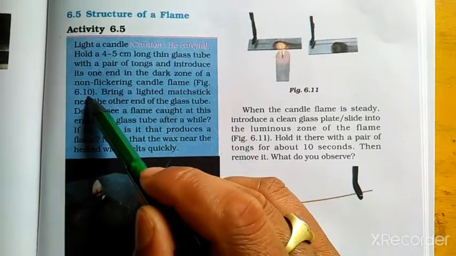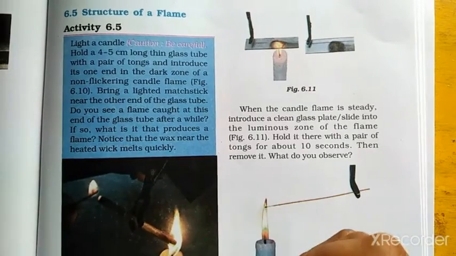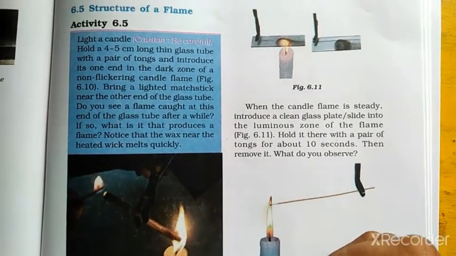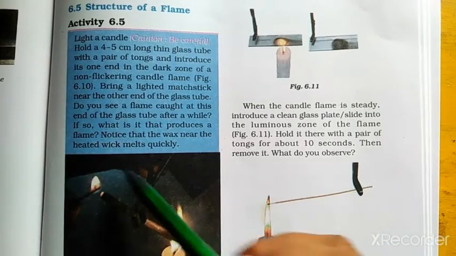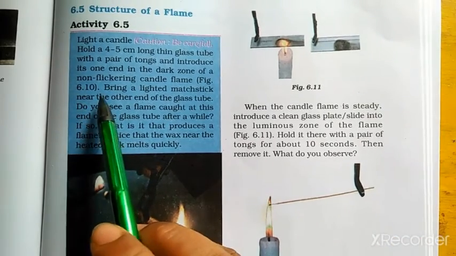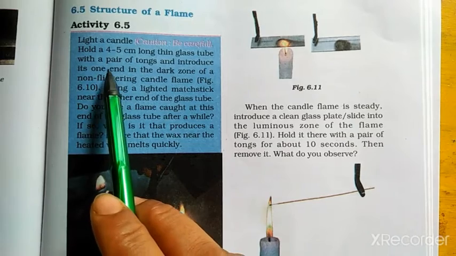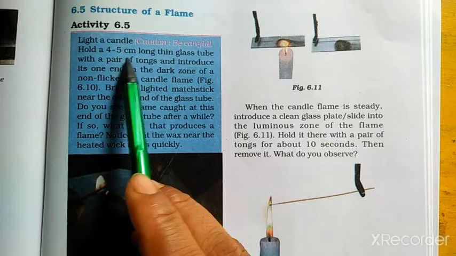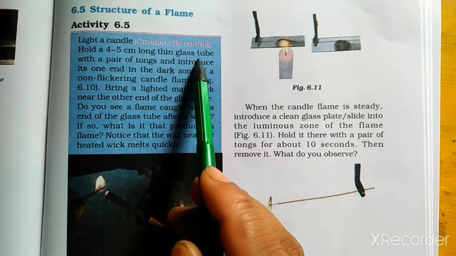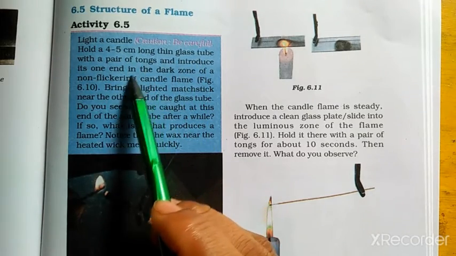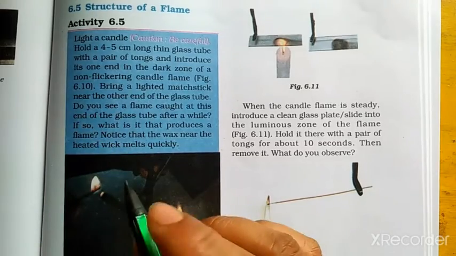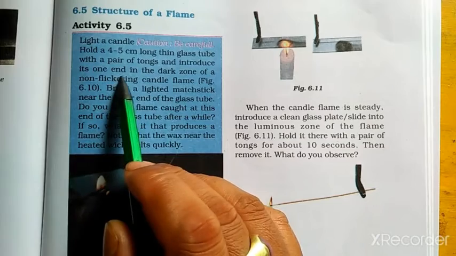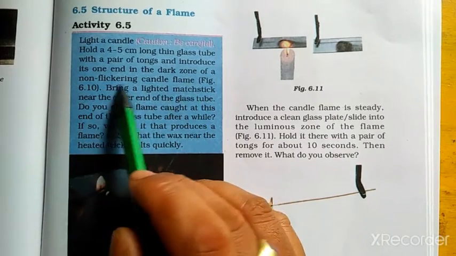Figure 6.10. Here one figure is also shown. I will show you. In this case, what does it say? We have to light a candle and hold a 4 to 5 centimeter long thin glass tube with a pair of tongs, and introduce its one end in the dark zone of a non-flickering candle.